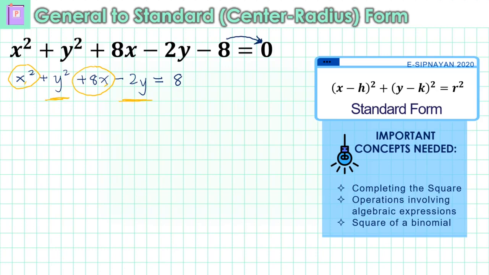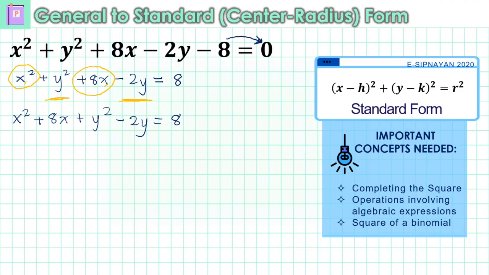Afterwards, we need to rewrite the equation in such a way that the terms with similar variables will be beside each other. Hence, rewriting the equation in that way, we'll get x squared plus 8x plus y squared minus 2y equals 8. After rewriting the equation, this is now the process where we are going to complete the square. That's why it's important that we group the terms with similar variables.